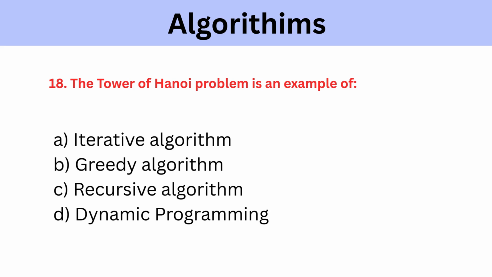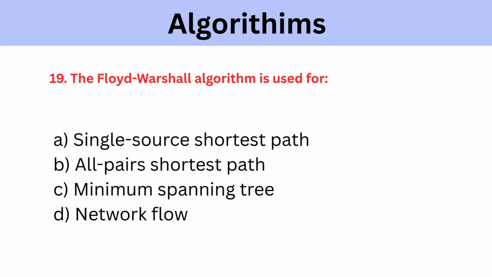The Tower of Hanoi problem is an example of: A. Iterative algorithm. B. Greedy algorithm. C. Recursive algorithm. D. Dynamic programming. The correct answer is option C, recursive algorithm.